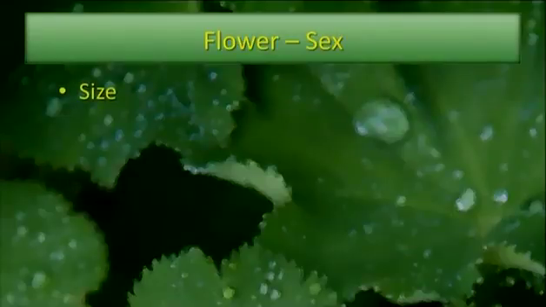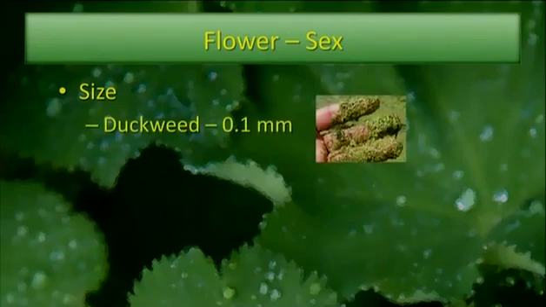Now size. The size ranges. Duckweed, also known as Wolffia columbiana, the flower is only 1/10 of a millimeter large. These are actually individual duckweed plants. So they're very tiny.